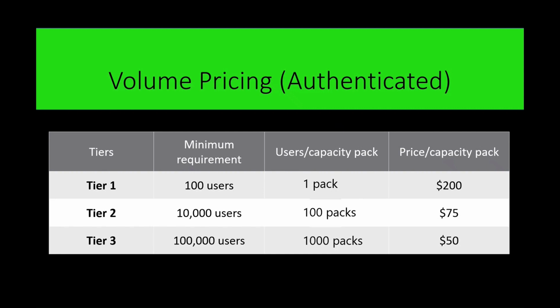And if you're expecting more than 100 users, or if you're expecting 10,000 users, then you can purchase the 100 capacity packs license, and it costs you $75. And then again, if you are expecting 1 lakh users or more, then you can go with the 1000 capacity packs plan, and this will cost you $50. So if you go with the subscription based plan, you have to decide the capacity pack, and capacity pack depends on how many users are going to access your website. So for 100 users, one pack; for 10,000 users, 100 packs; and for 1 lakh users, 1000 packs.